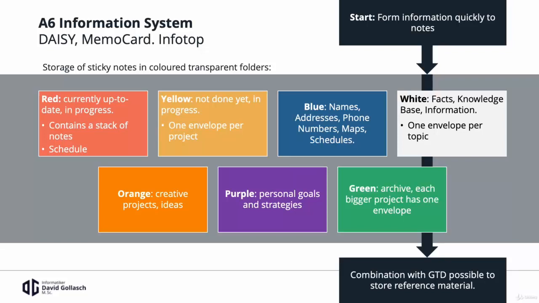So well, that's it. The A6 information system, DAISY, memo card, call it like you want, but the ordering of everything that matters to you in differently colored and distinguishable folders.